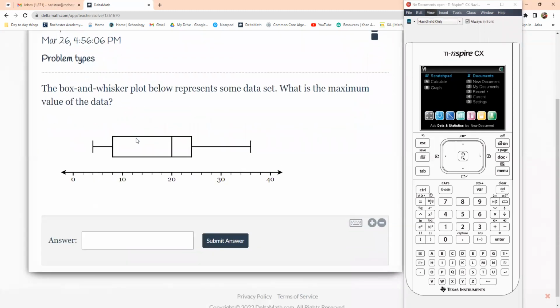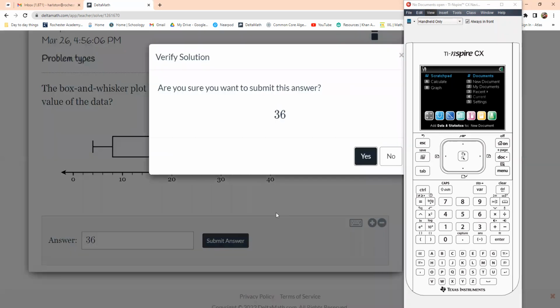So let's go to the next one. This one says, what's the maximum? So basically all you have to do is find out what this is. It looks like it's going up by 2. So this is 30, 32, 34, 36, 38, 40. So the maximum would be right here, which would be 36. So we'd say 36, submit it.